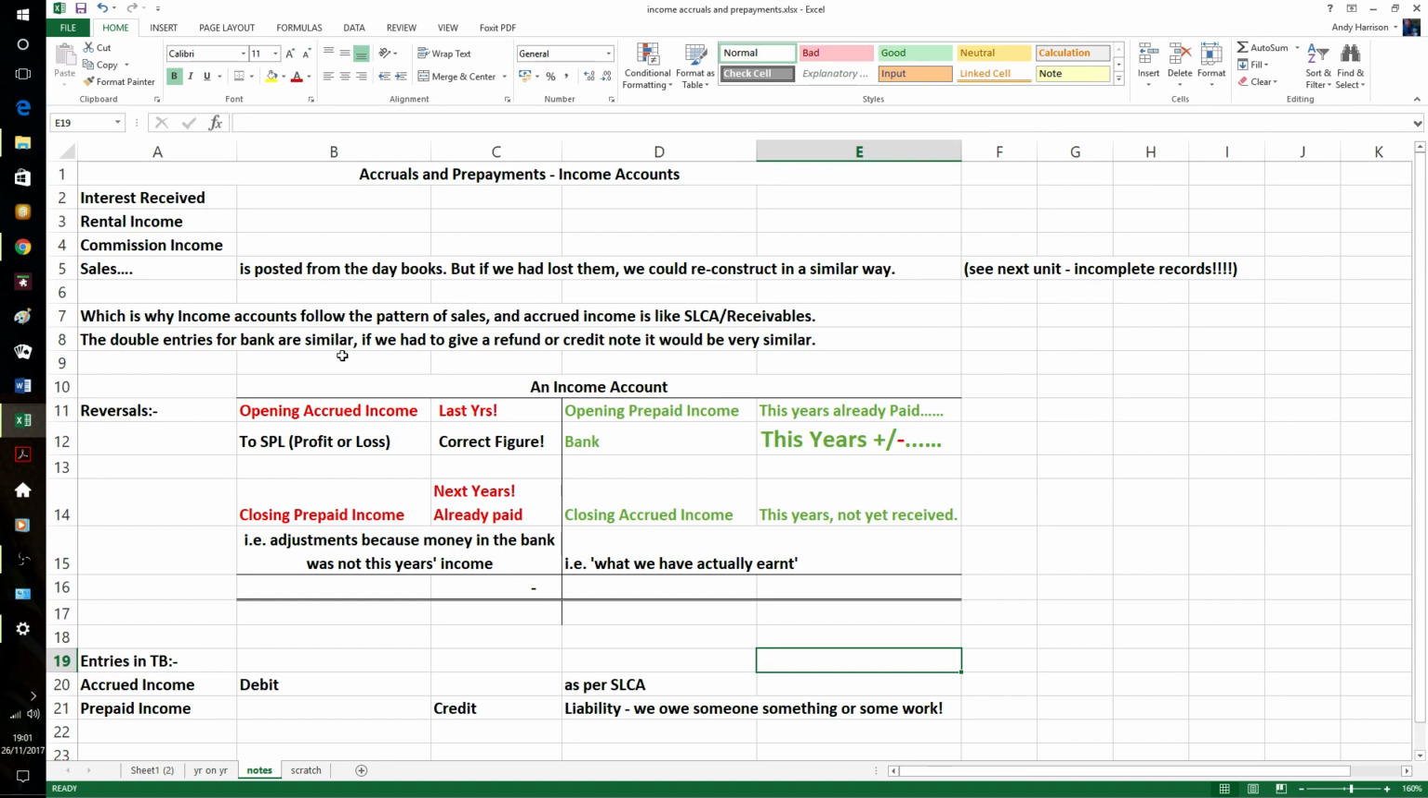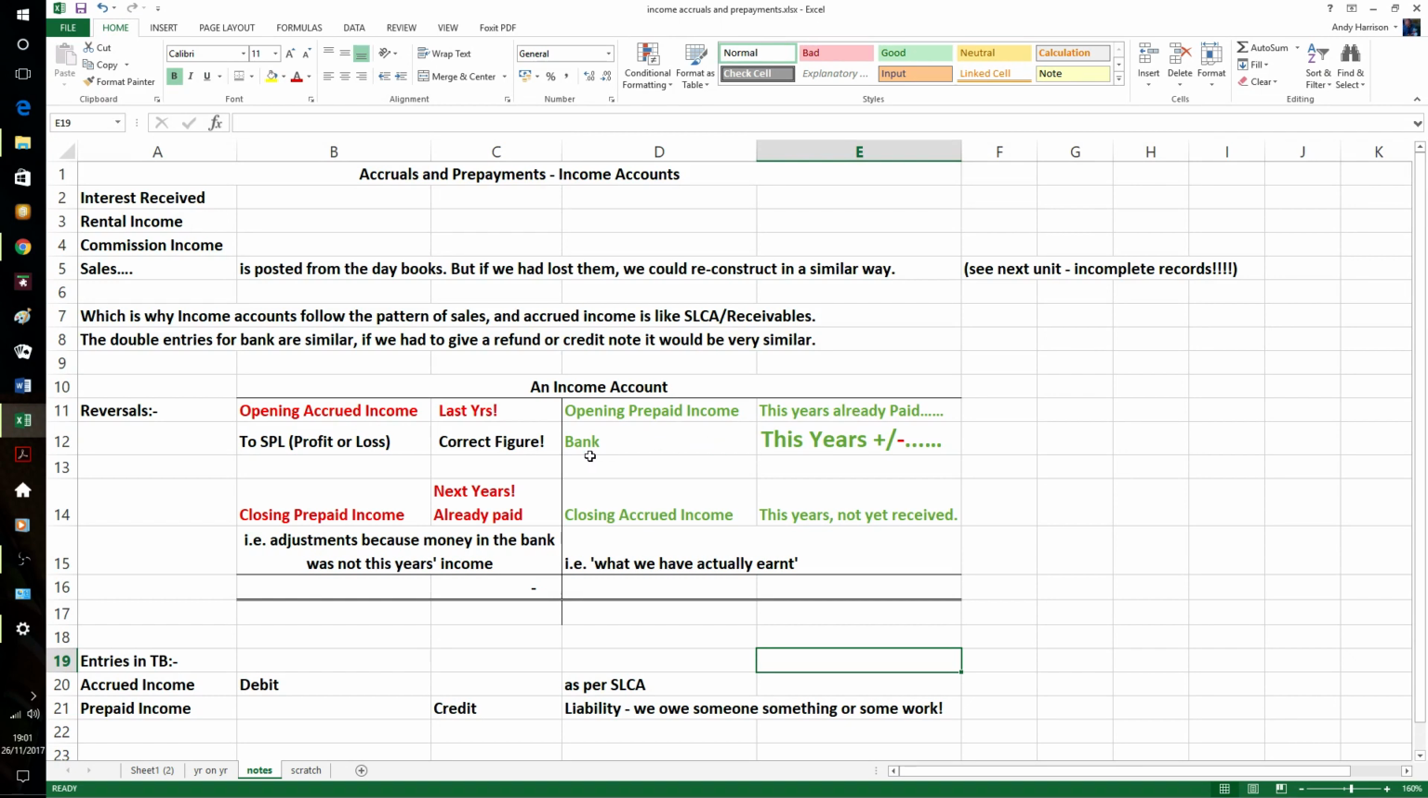Debit the bank, credit our income account, or credit the sales ledger control account. If we had to give a refund or give out a credit note, very similar in our income account to treating it like a sales ledger control account. So in terms of what's actually happening, well, our reversals, always the top line. We've got an opening accrued income, that means it's last year's money being received this year. Or we've got prepaid income, it's this year's money, we've already got the money in the bank account.